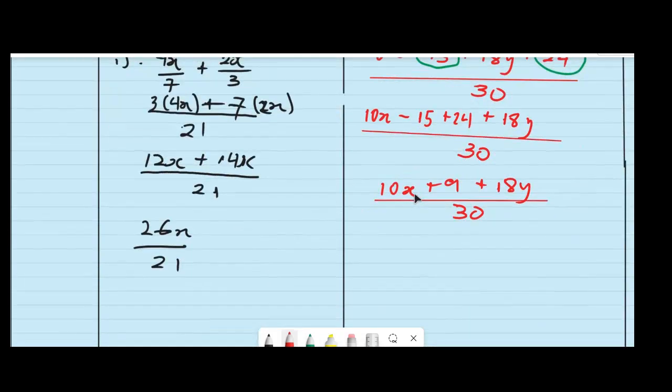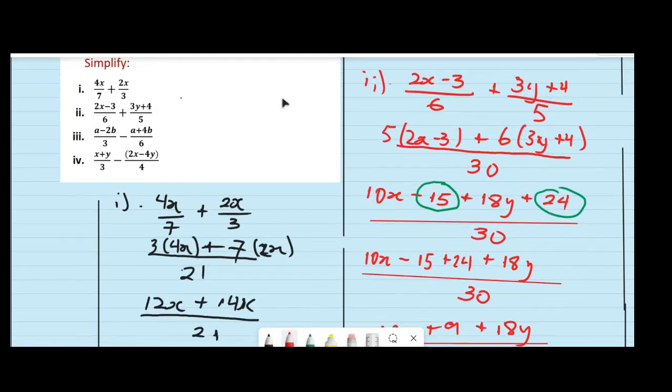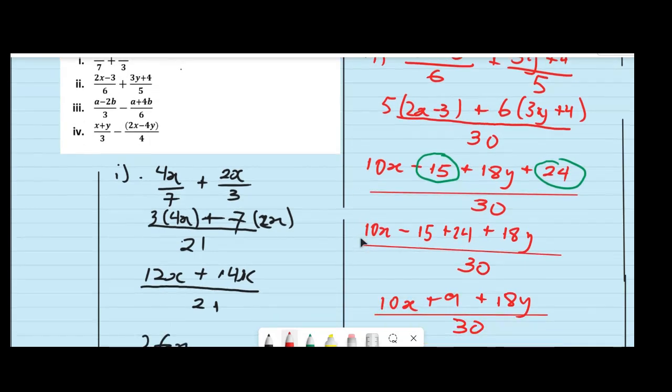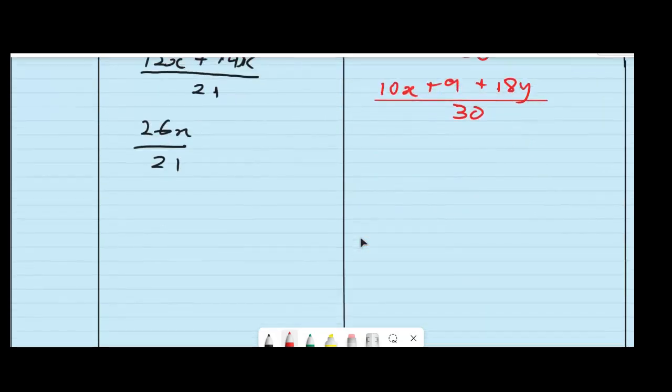Let's take the third one. The third expression is here. That's the third expression. So let's solve the third expression here. Okay, let me use the other color to solve the third expression. Okay, so the third expression, that is I, we have (a minus 2b) over 3, and then minus (a plus 4b).